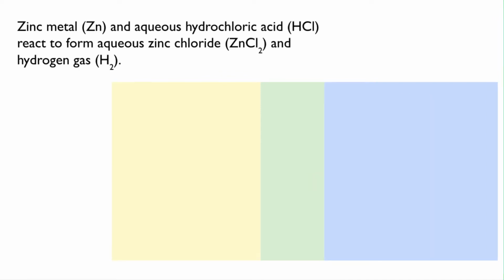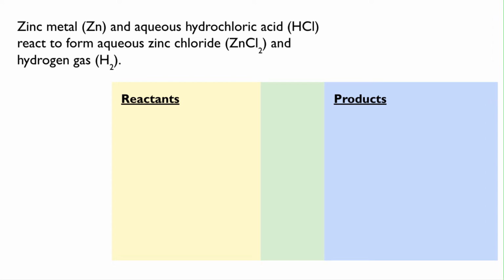Zinc metal and aqueous means dissolved, remember? Aqueous hydrochloric acid reacts to form aqueous zinc chloride and hydrogen gas. Again, we're going to think about our reactants and our products in words, in chemical formulas, and in particle diagrams.